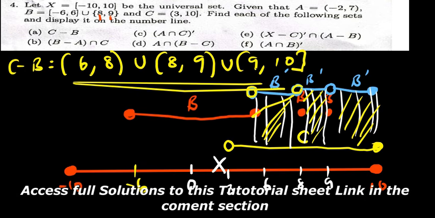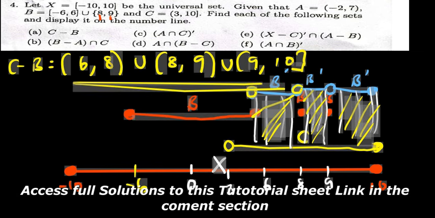Now let us go ahead and also do part B. Part B is actually interesting. It's very interesting. So B minus A, we intersect with C. It's the same as B intersection A complement, then we intersect it with C. We use the number line as usual, the universal 10, negative 10 to 10.